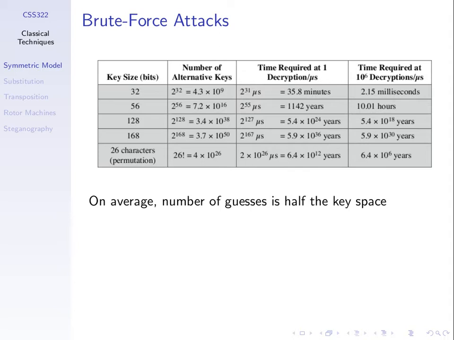Okay? 4.3 by 10 to the 9. That's the number of possible keys. So if I do a brute force attack, I need to try 4 billion possible keys. On average, though, assuming the person who chose the key chose it randomly, when I try my keys as a brute force attack, I will only have to try half of them before I get the correct answer.